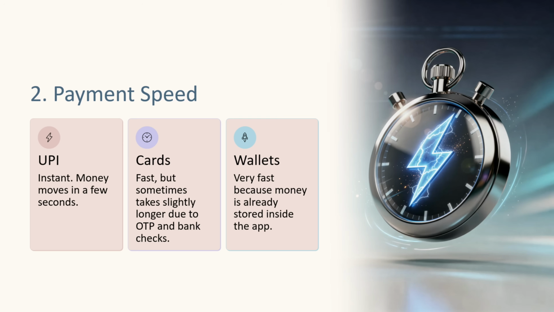Second comparison is payment speed. UPI is instant, money moves in a few seconds. Cards are fast but sometimes take slightly longer due to OTP and bank checks. Wallets are very fast because money is already stored inside the app.